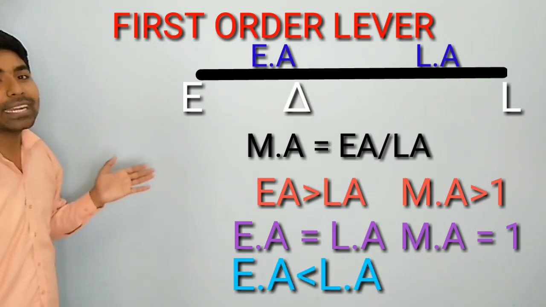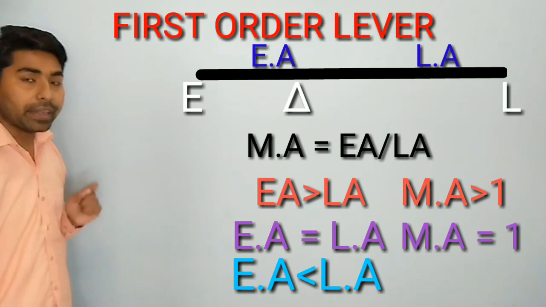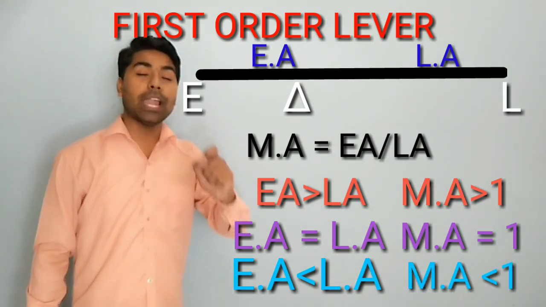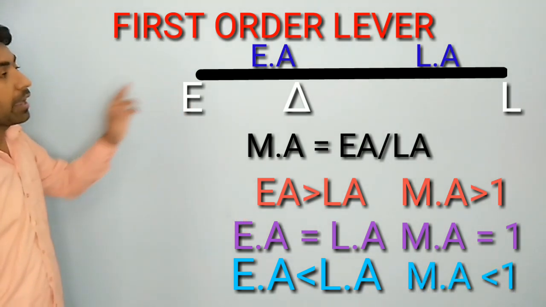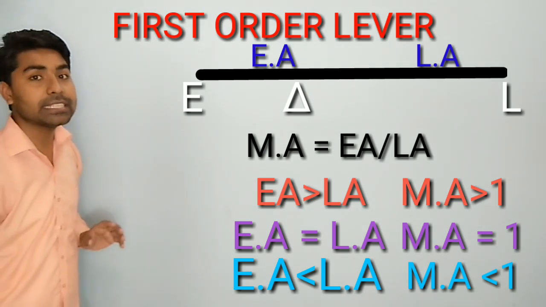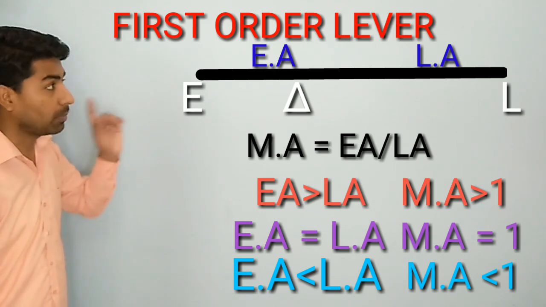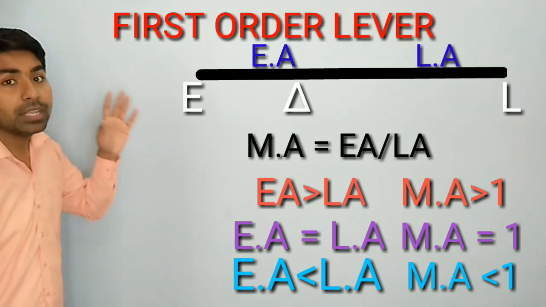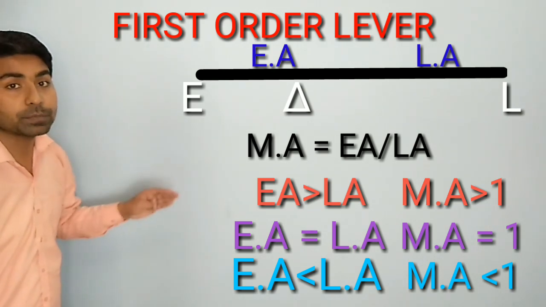At this time mechanical advantage will be less than 1. Remember and never forget this point. If mechanical advantage is greater than 1, then the machine is a force multiplier. Remember this: if MA is greater than 1, the machine is a force multiplier.